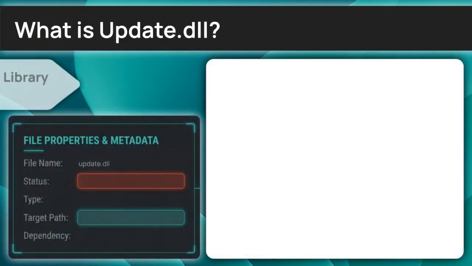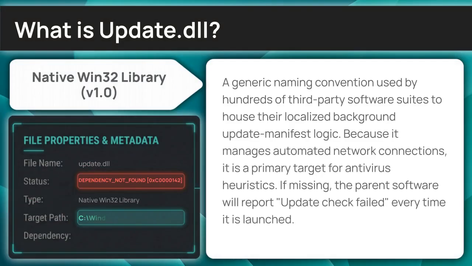This is the Update Library, a generic naming convention used by hundreds of third-party software suites to house their localized background update manifest logic. Because it manages automated network connections, it is a primary target for antivirus heuristics. If missing, the parent software will report update check failed every time it is launched.